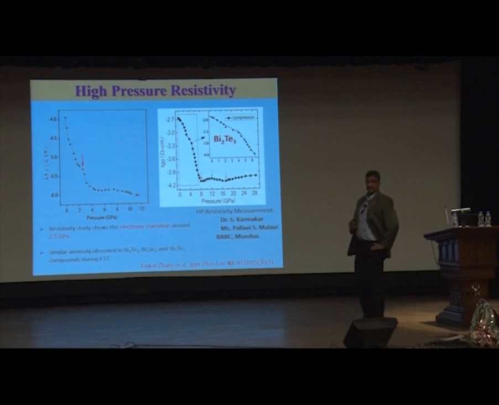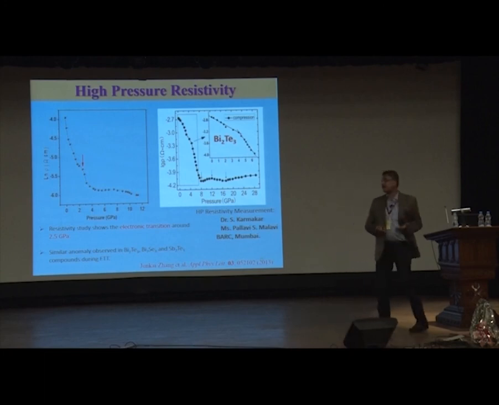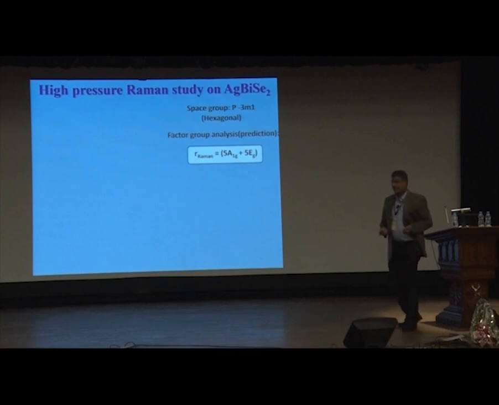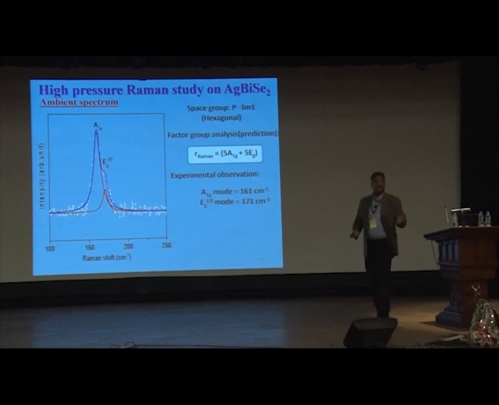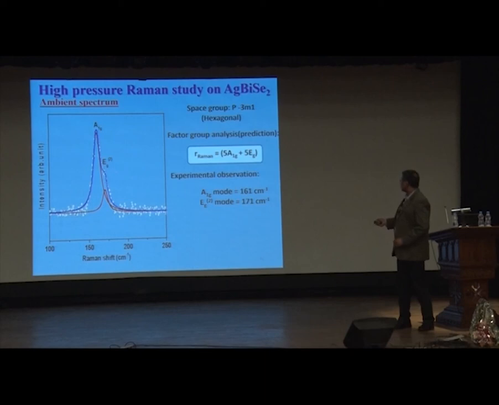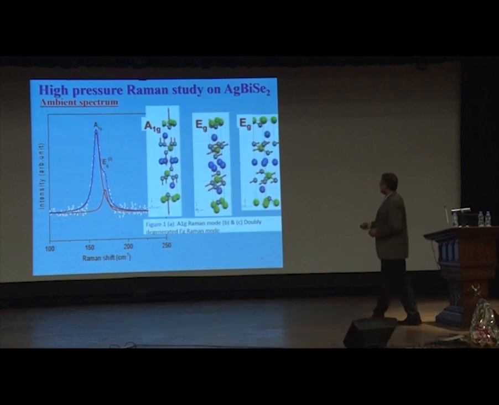But this is not sufficient. We do not see any change in the c/a ratio, but we do see a very interesting change in the resistivity. So we went ahead and did Raman. Raman says that there are about 10 modes. Most of them are at very low frequencies, but two of them are in the range where we can detect, about 100 inverse centimeters. These are the two modes associated with A1g and Eg, at 161 and 171 for this system.